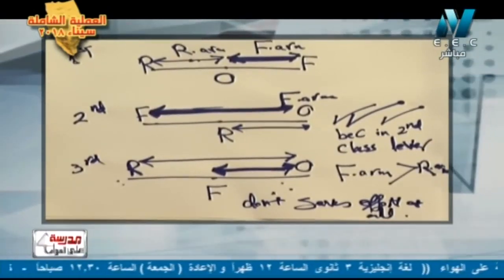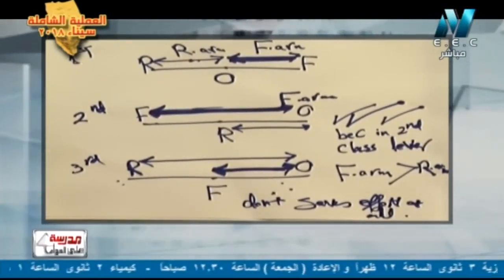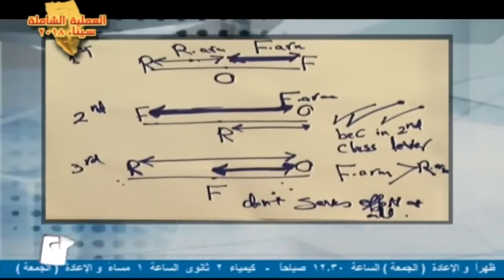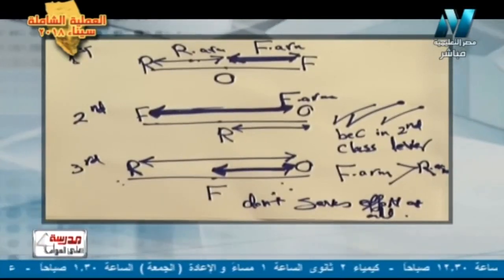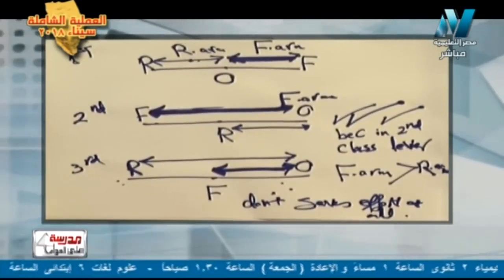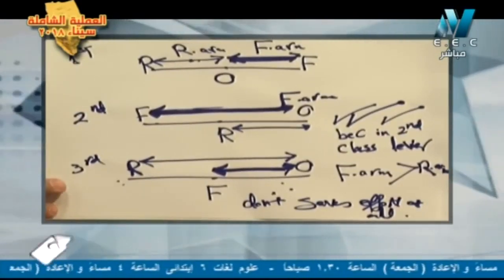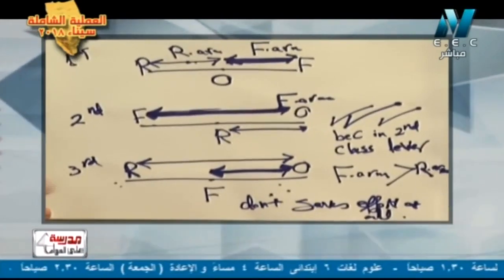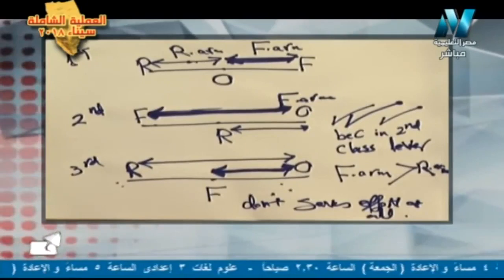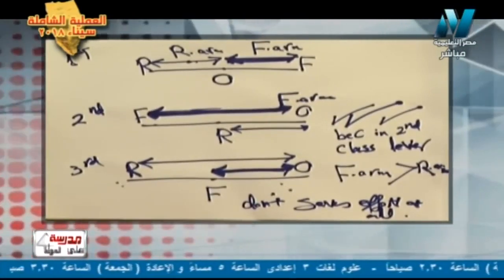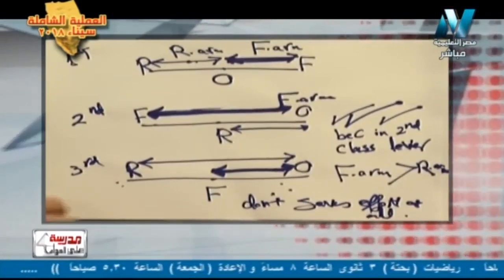Surely it is the worst type, but we use it only to avoid danger, such as coal holder and ice holder, or for accuracy in performance, such as the tweezers. That means when there is an operation or process needing accuracy in performance, like a surgical operation, we need tweezers. The third class lever doesn't save effort, but we need it for accuracy in performance.